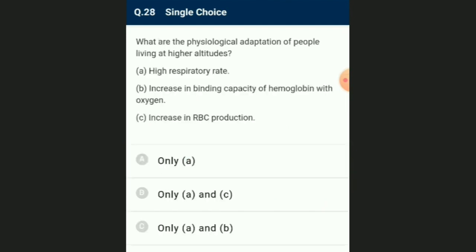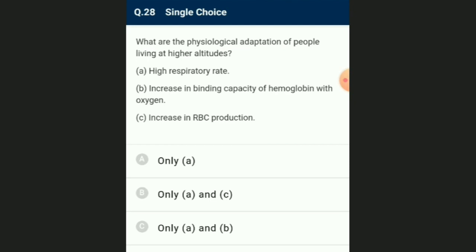Question number 28. What are the physiological adaptations of people living at higher altitudes? At higher altitudes, the air pressure is low compared to lower altitude. The absence of oxygen is sensed by the peripheral chemoreceptors, which causes an increase in breathing rate. Due to lower oxygen levels, kidneys respond by secreting a hormone called erythropoietin, which stimulates the bone marrow to accelerate the production of RBC.